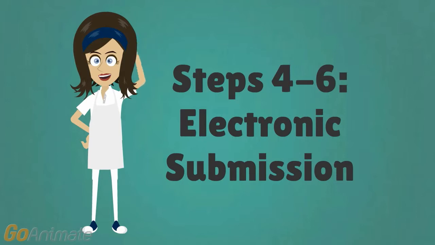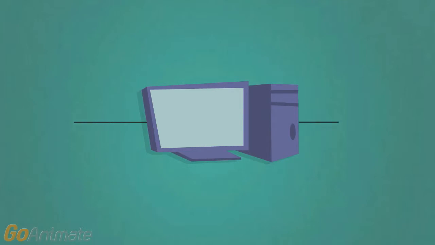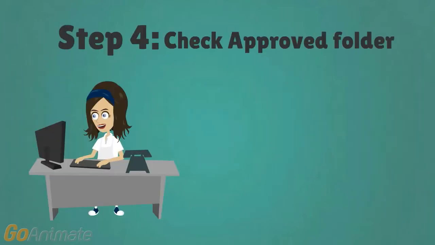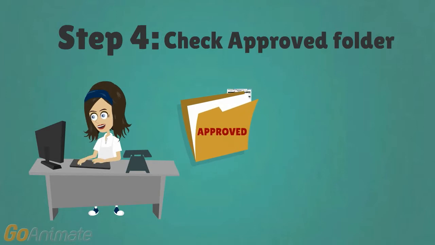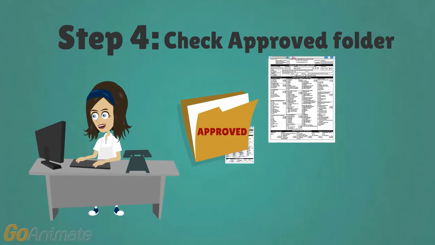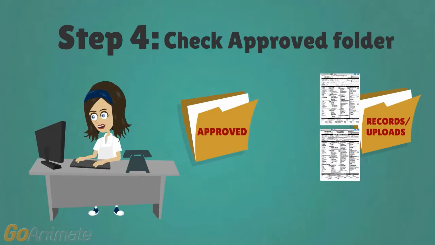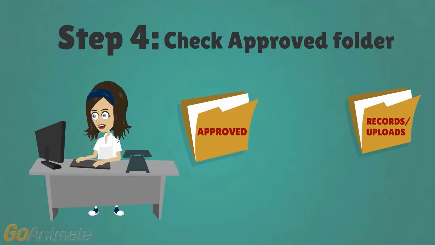Steps 4 through 6 are completed by the records staff and involve sending the electronic crash reports to the appropriate parties once they are completed. Step 4 is to check the approved folder. The records clerk will take the approved crash reports as they become available and move them to the Records Uploads folder.